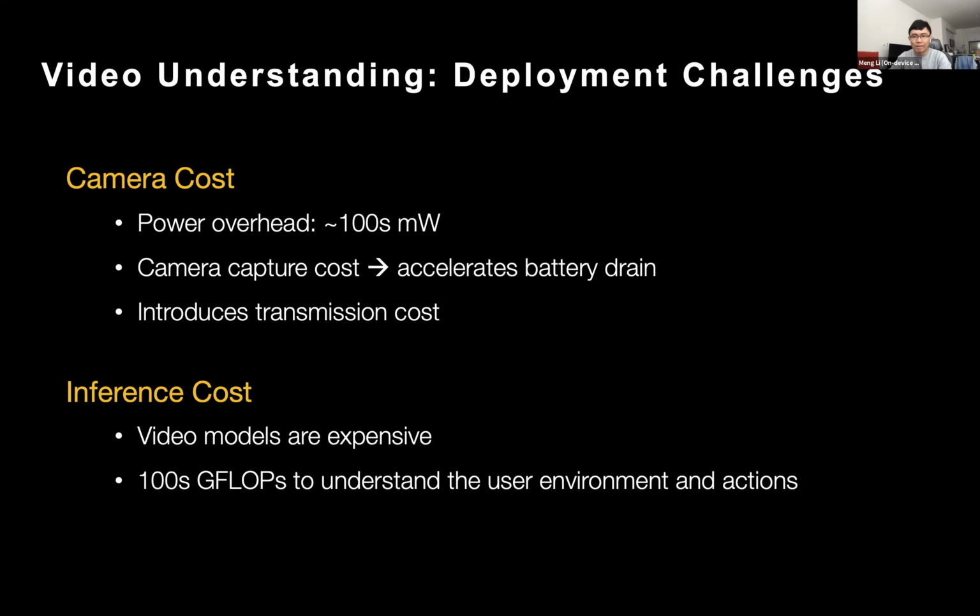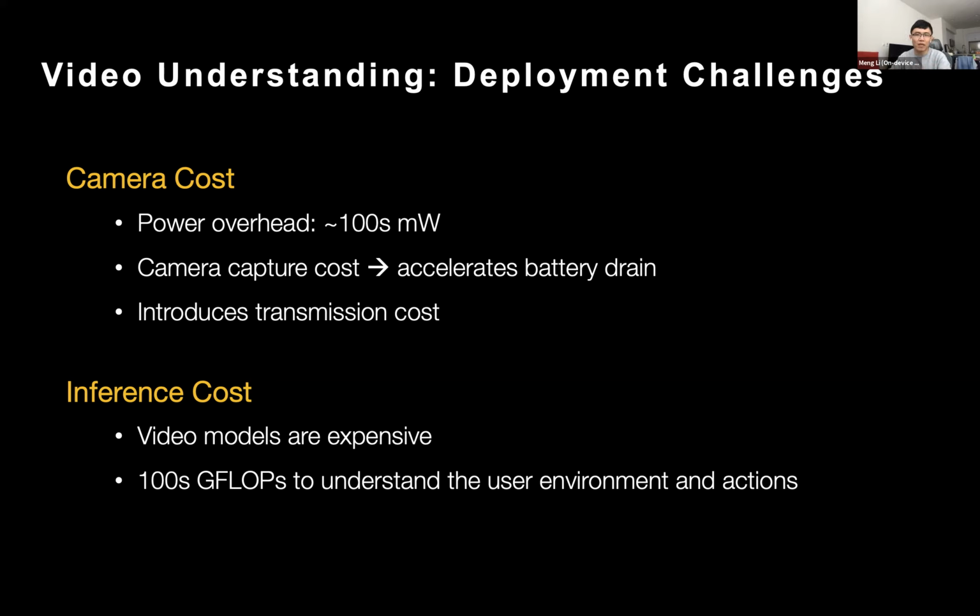While we talk about the training challenges, for the deployment challenges, video understanding is also quite challenging from the deploying point of view. As I explained previously, this challenge mainly comes from two folds, including the camera side as well as the inference side. So on the camera side, capturing input frames continuously leads to hundreds of milliwatts power consumption.